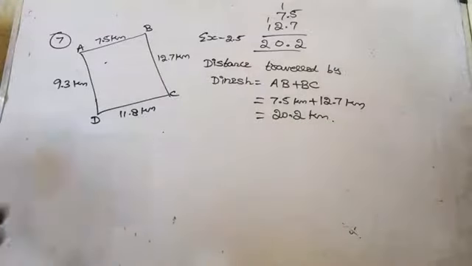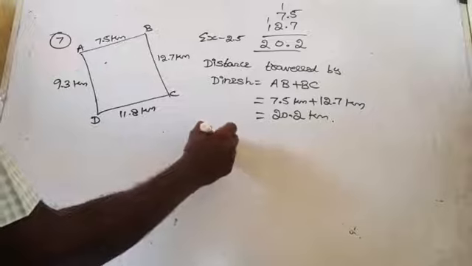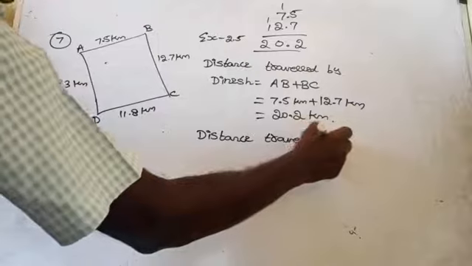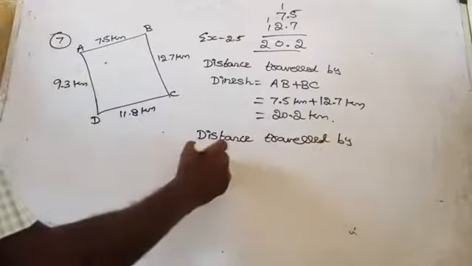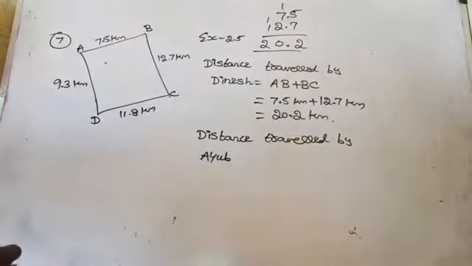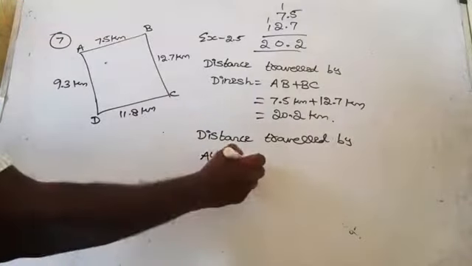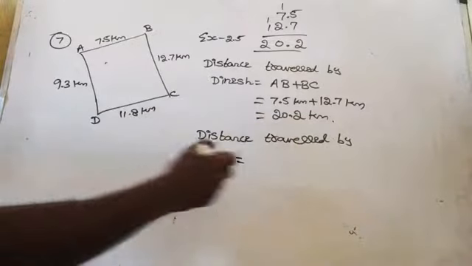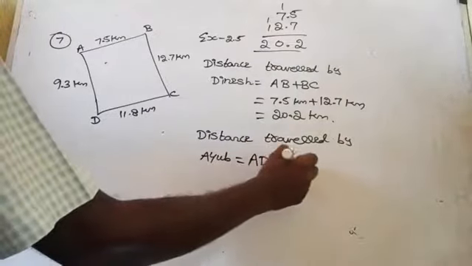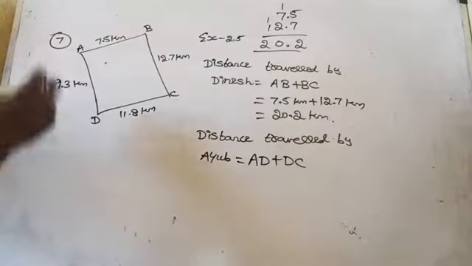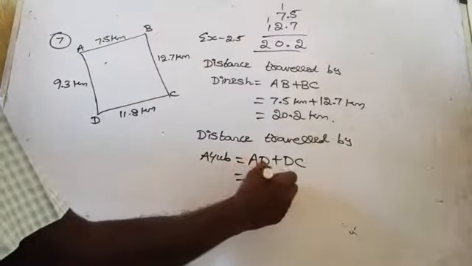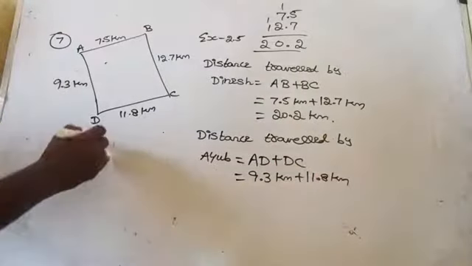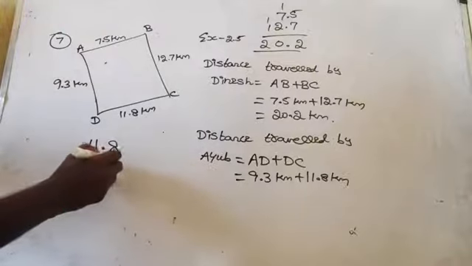The distance travelled by Ayub. He starts from A and goes to D, and then from D to C. Here AD is 9.3 kilometers, and from D to C is 11.8 kilometers. Now adding these two, that is 11.8 and 9.3.